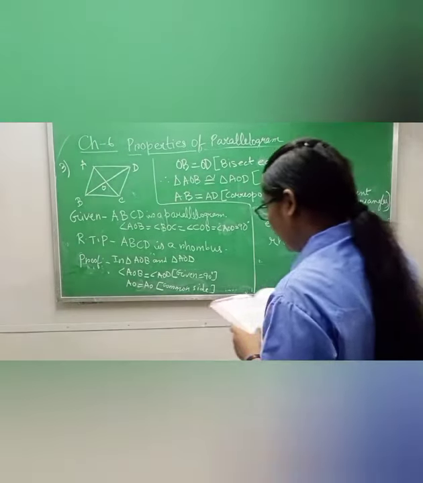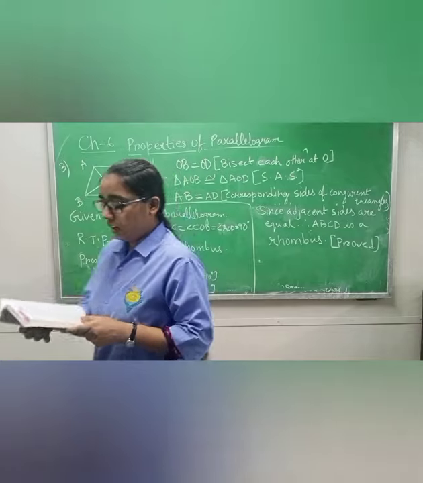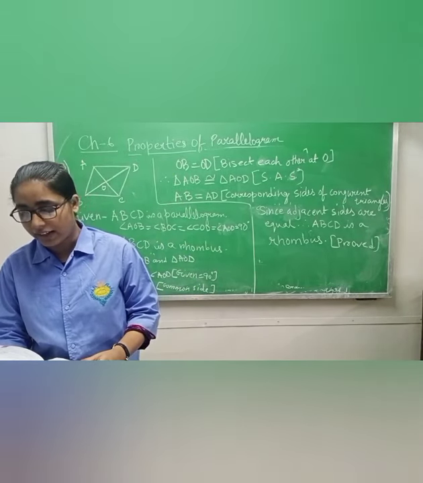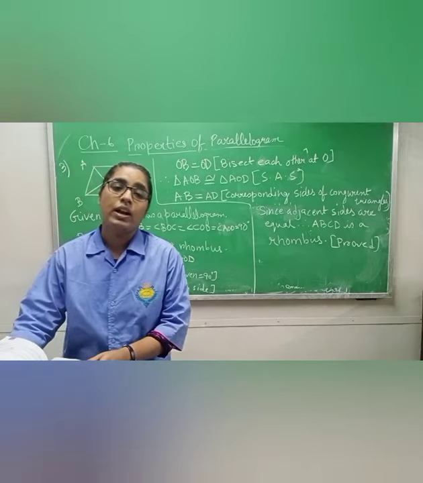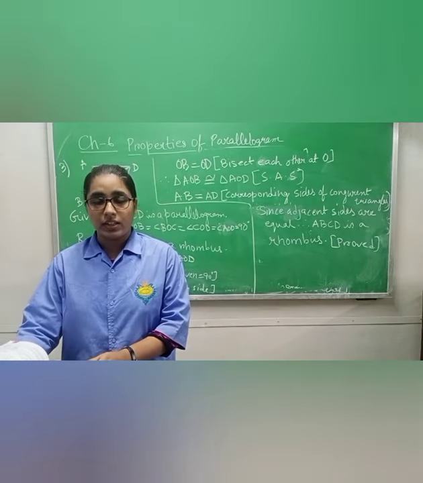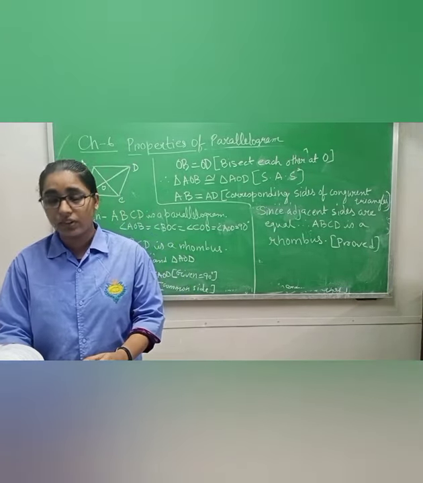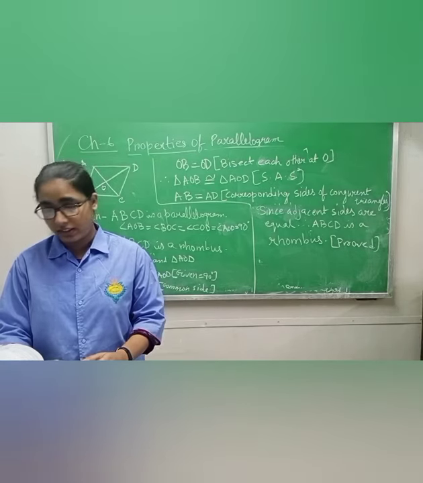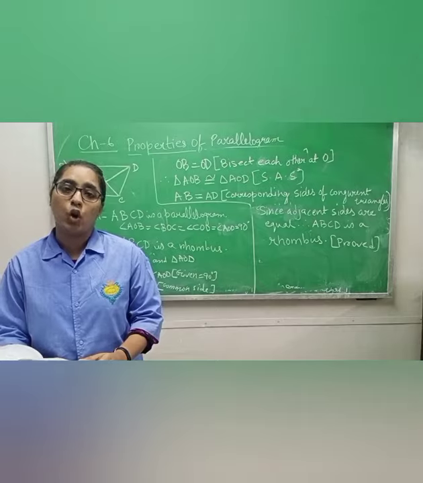Now class 9, read question number 3. Let us prove that a parallelogram whose diagonals intersect at right angle is a rhombus. It is given that if there is a parallelogram and its diagonals intersect at 90 degrees, right angle, then it is a rhombus.